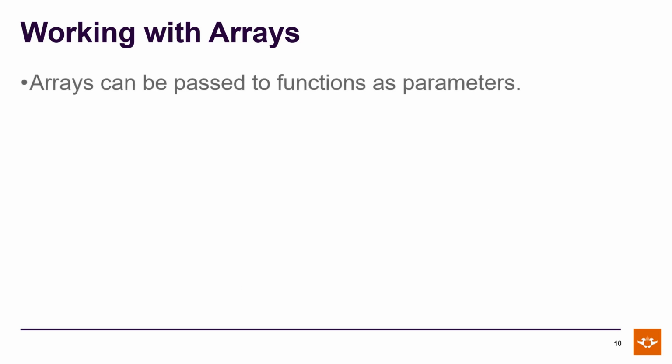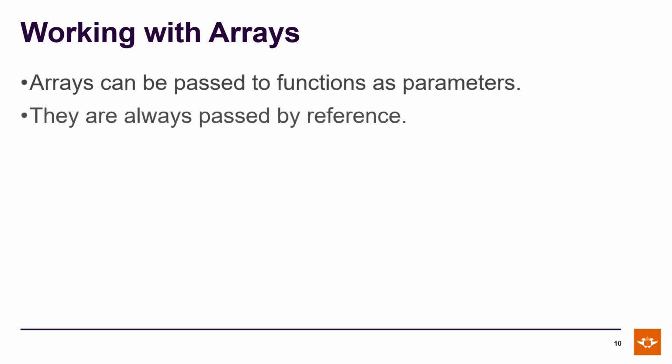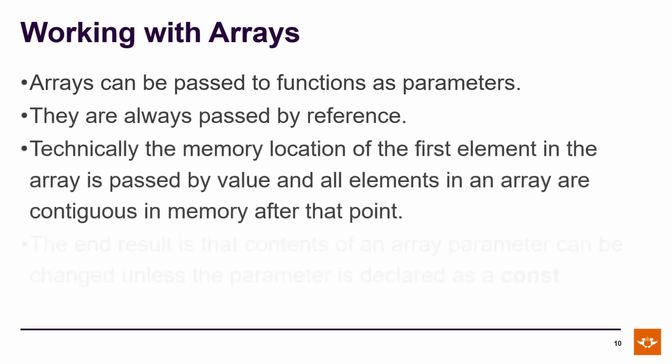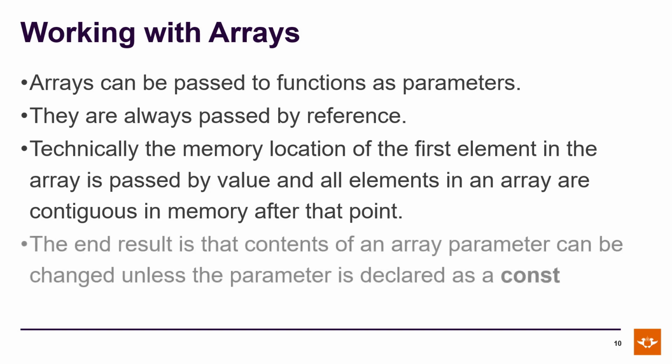Arrays may be passed to functions as parameters. The memory address of the first element in the array is what is passed when an array is passed by value. This has the effect of making it seem like the array is passed by reference, since the elements in the array may be changed.